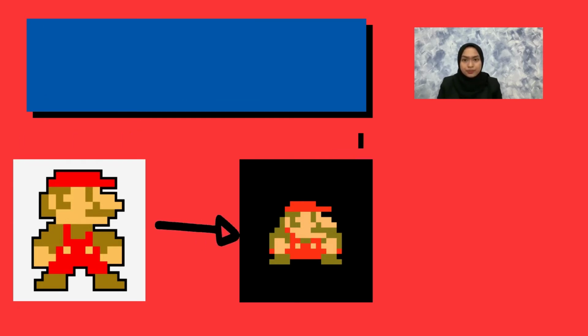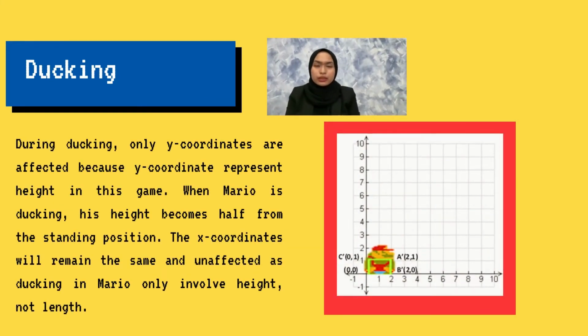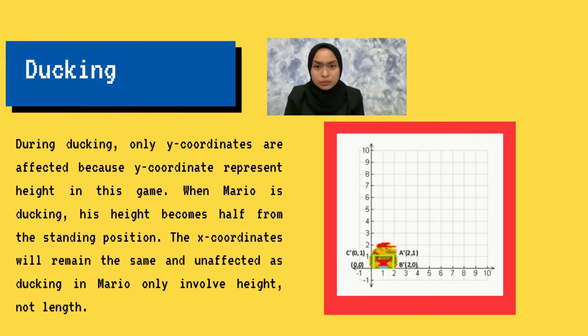As stated earlier, ducking in Mario works with the application of scalar vector multiplication. During ducking, only the y coordinates are affected because the y coordinate in Mario games represents the height. When Mario is ducking, his height becomes half of his standing position, and the x coordinate will remain the same and unaffected as well, because ducking in Mario only involves height but not length.